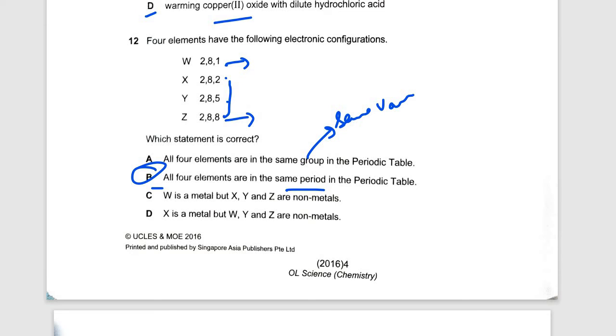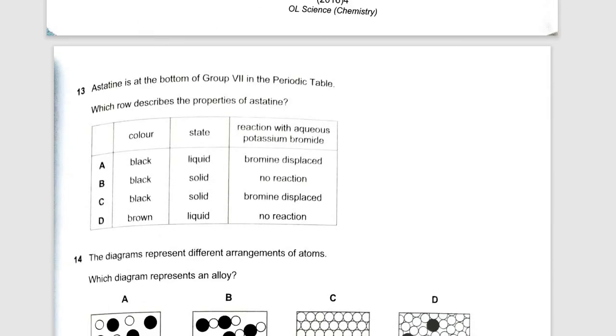W and J are metals, that is correct, but X is also a metal, that's why that option is not correct. Now C and Z, they are not correct. You can check it. It's a very simple question.